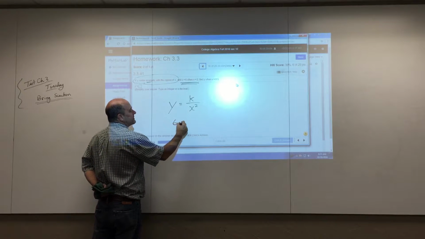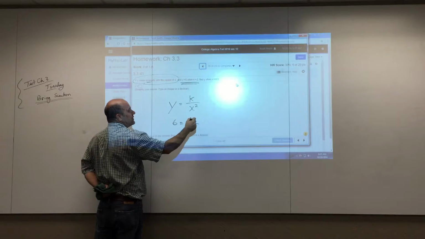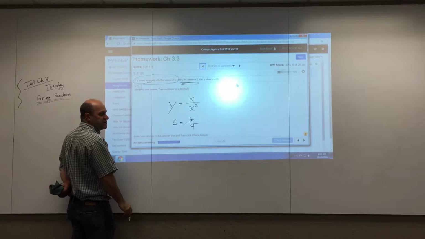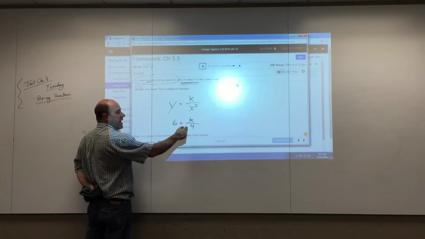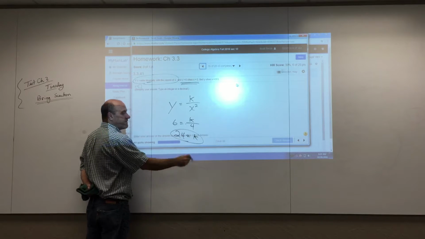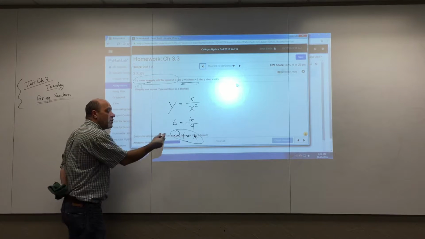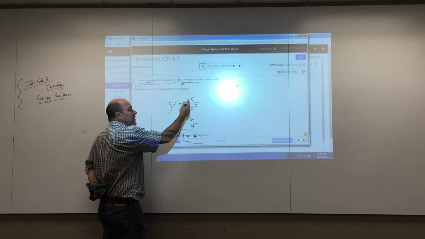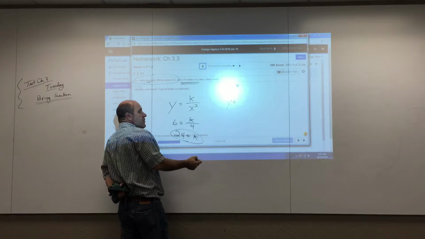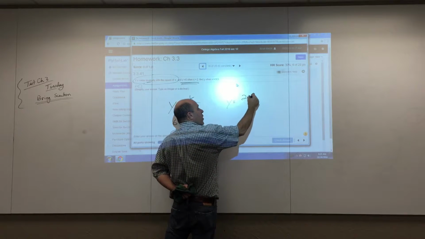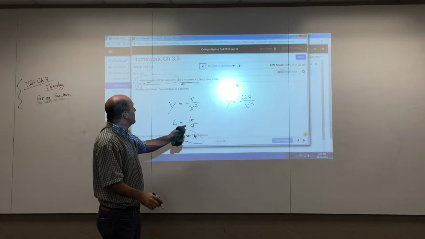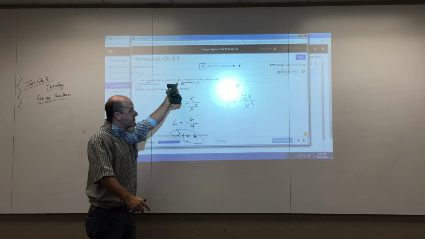When y is 6, x is 2. That's 2 squared, which is 4. You can find the unknown k doing just baby algebra here. I would multiply by 4, and k is 24. Now you know k, so what you have is not a generic relationship anymore, but a more specific relationship for this problem. You have y equals 24 over x squared. That's the actual relationship between y and x for this problem.